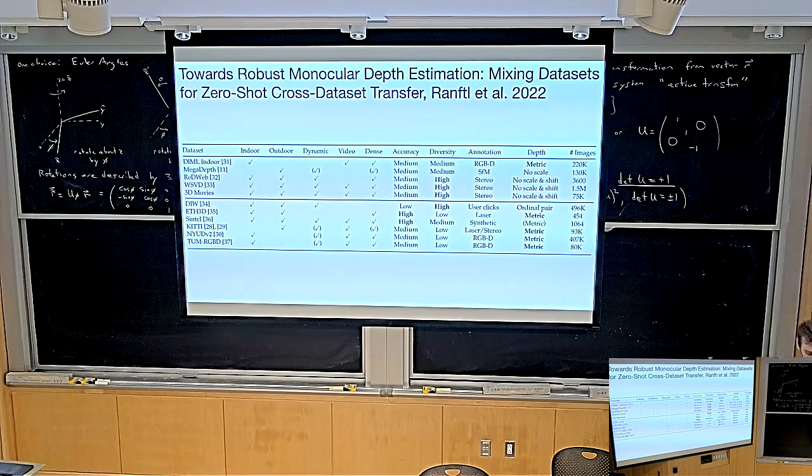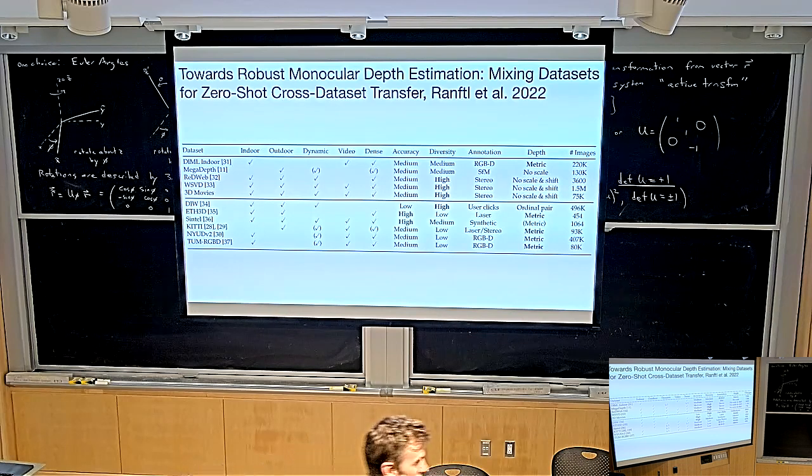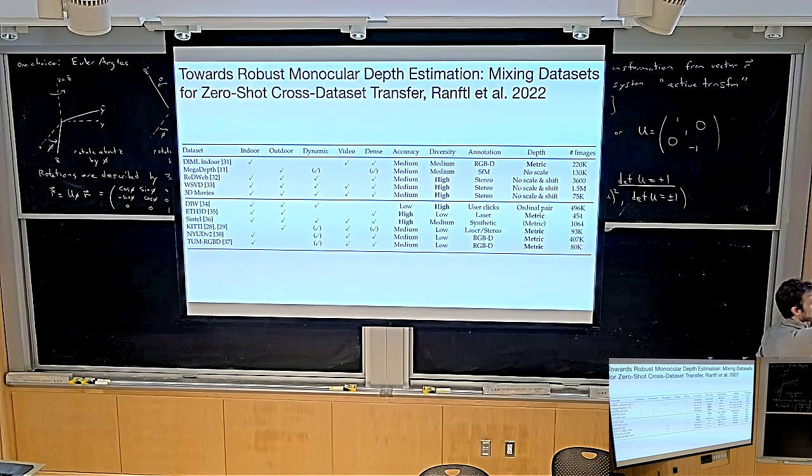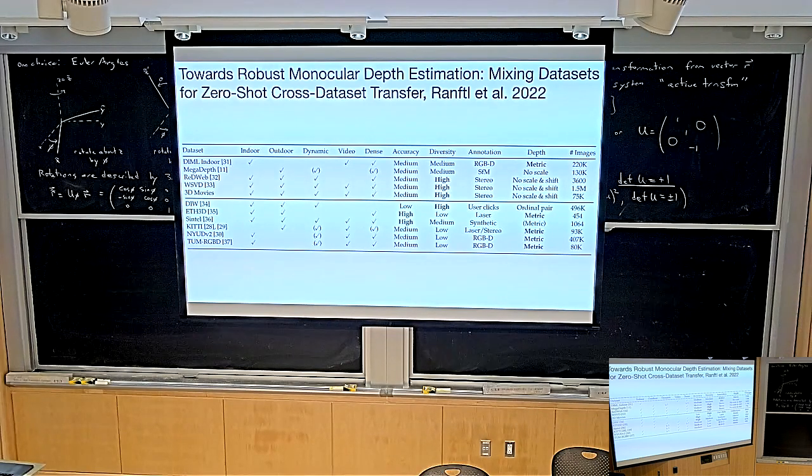To train neural networks that generalize well, you need lots of data. We already discussed how you can collect these data sets, but even with RGBD cameras, it's still kind of expensive, right? You still have to run around and capture these data sets by hand. It turns out that over time, a few people have actually put in the effort and collected these data sets. This is a table from the paper Towards Robust Monocular Depth Estimation. They basically made a summary of all of the data sets that are available for the task of monocular depth estimation.